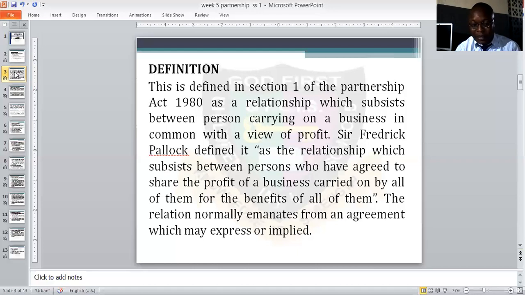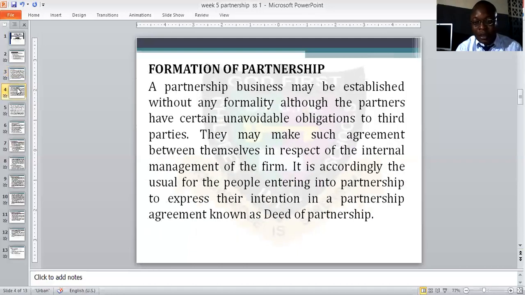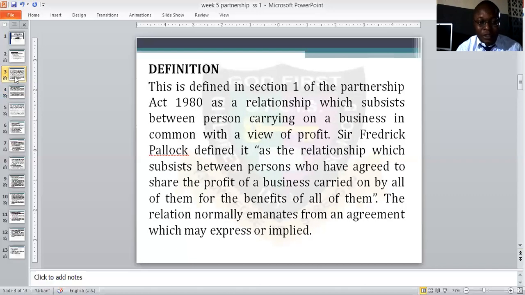The relation normally emanates from the agreement. So the relation will come from the deed of partnership. Then it can be express or implied. Some people define it as a relationship between two or more, or two to 20, persons that can form a partnership, I mean the business.